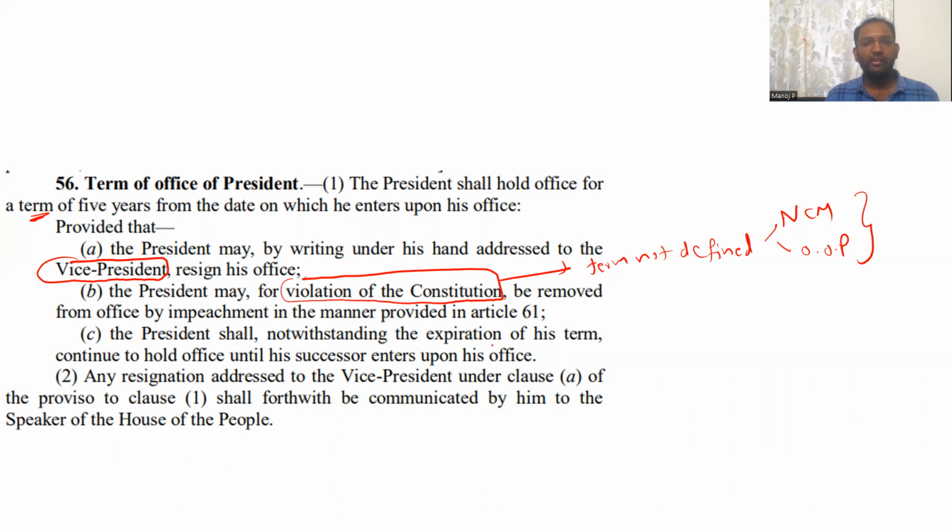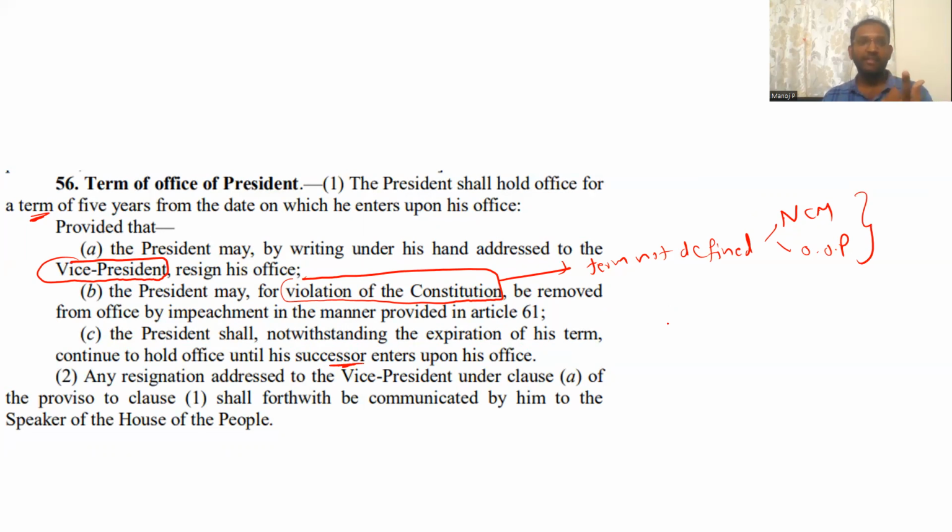Next, the president, notwithstanding the expiry of his term, shall continue to hold office until his successor enters upon his office. Suppose the present president's term has come to an end. However, the elections for the next incoming president are yet to be held or completed. Then, till the next president assumes charge, the present president will continue even after the expiry of the 5 years of term.